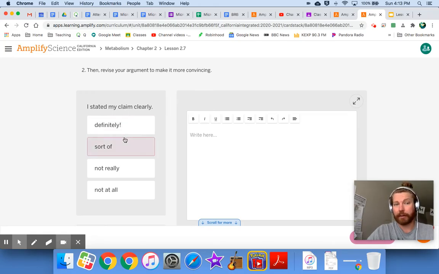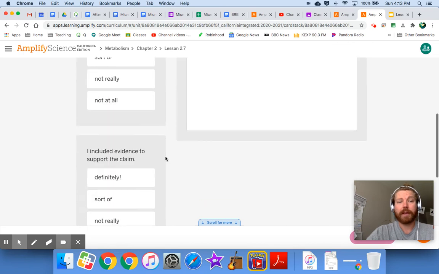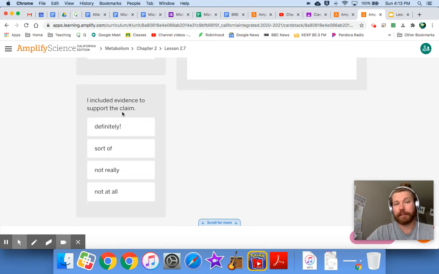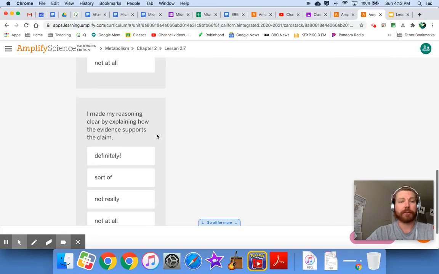Do you do that in your argument? Choose one. Do you include evidence to support the claim? Do you have those numbers from the sim and from Elise's test results? Do you include that in your claim? You probably should. And if not, then you would probably say, well, no, not really, or not at all. You want to get that into your argument. So if you don't, make sure you do.